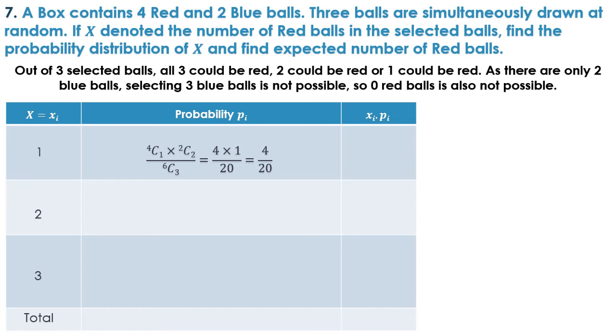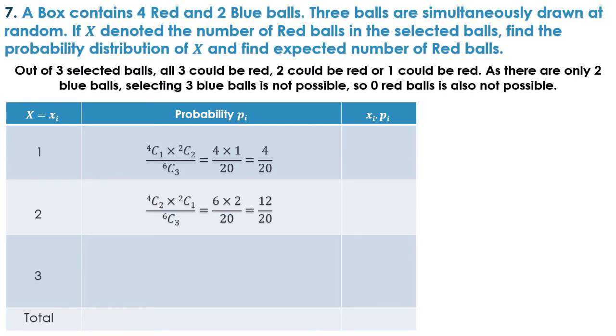Second, we are selecting 2 red balls. We have a total of 4 red balls, and we are selecting 2. Now we have 1 ball to be selected, which we will select from the blue balls. So 4c2 into 2c1 divided by 6c3; the total outcomes are going to be the same. They are not going to change here. So 4c2 is 6, 2c1 is 2, 6 twos are 12 upon 20.